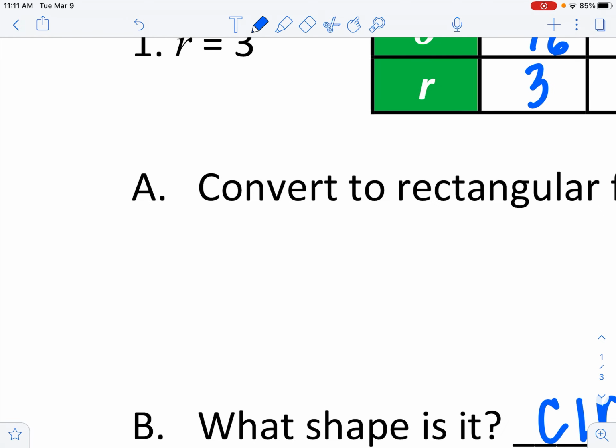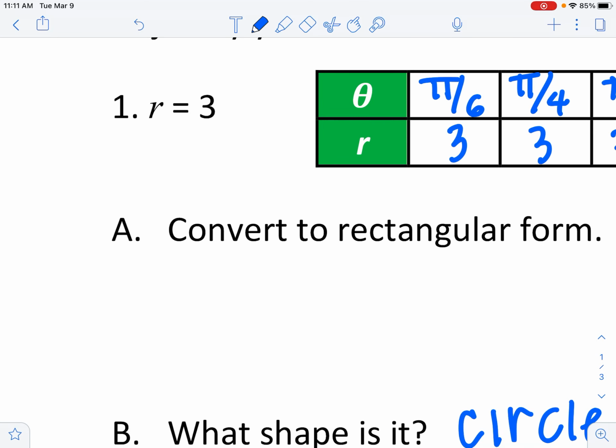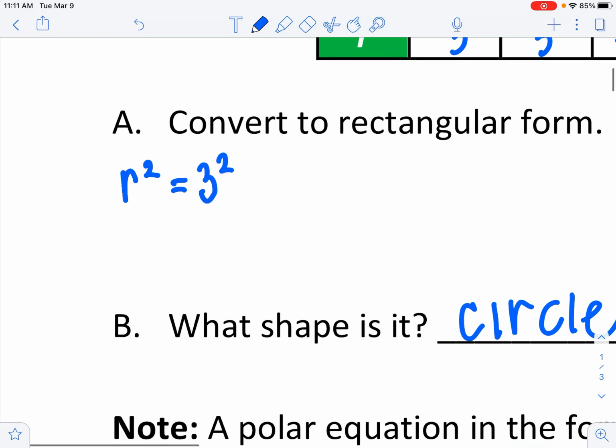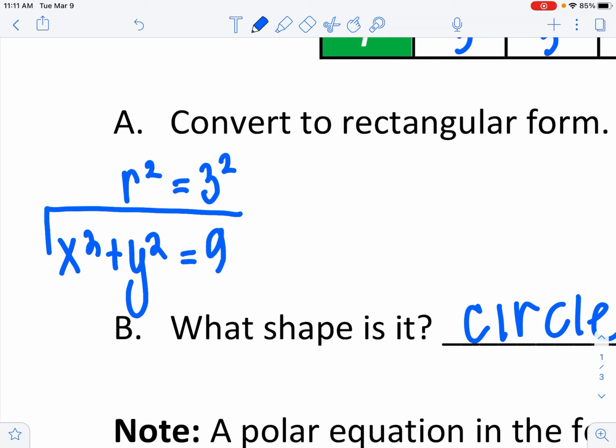All right, let's convert it to rectangular form. We did this yesterday, and I want you to see the connection, okay? So I want to get rid of the r. I can't get rid of the r because there's nothing to replace r with. I can replace r squared, though. So I'm going to square both sides. r squared equals 3 squared. What's r squared the same thing as? x squared plus y squared. 3 squared, 9. There, it's in rectangular form.